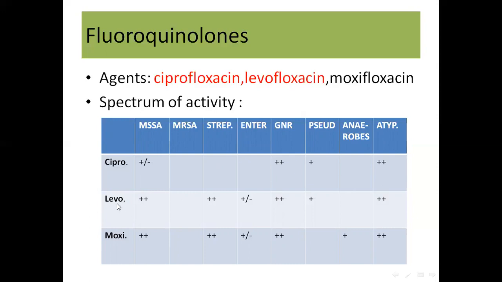Second drug is levofloxacin. It is good overall for gram-positive bacteria, good for gram-negative bacteria, moderate for pseudomonas, poor for anaerobes, and good for atypicals. The third drug is moxifloxacin. It is good for gram-positive bacteria overall. It is good for gram-negative bacteria. It is poor for pseudomonas. It is moderate to good for anaerobes, and it is good for atypicals.